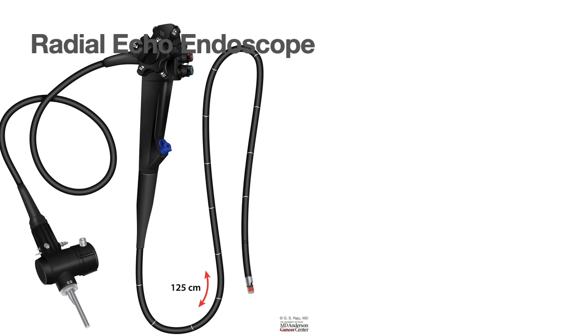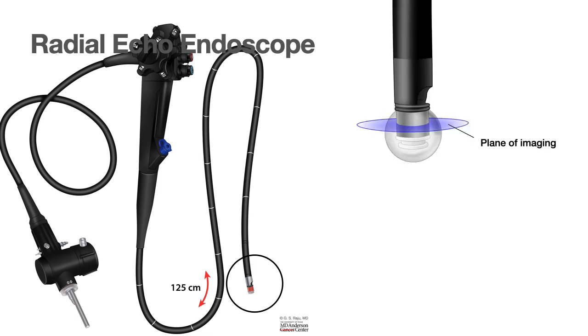So this looks similar to any other scope, except the end of the insertion tube. So let us look at it in a little more detail. Here is the end of the radial EUS scope, or echoendoscope. As you can see here, the plane of imaging of a radial EUS scope is perpendicular to the scope axis. So this gives a 360-degree view of the area that you are surveying.